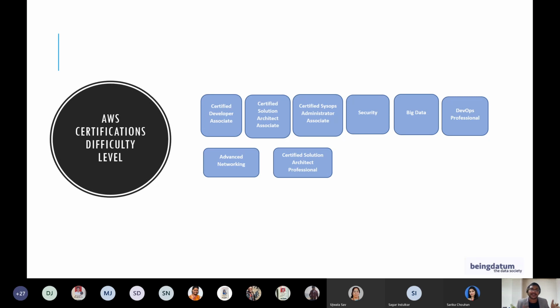So for the specialized certifications, like for security, big data, DevOps, networking, and all these things, the level of difficulty is quite the same. It goes a little bit up and down, but quite the same.